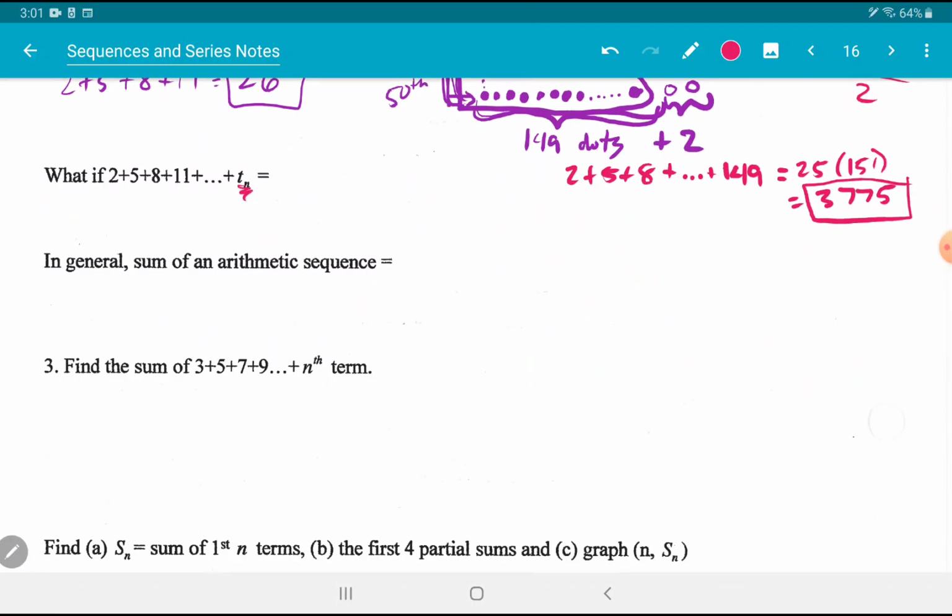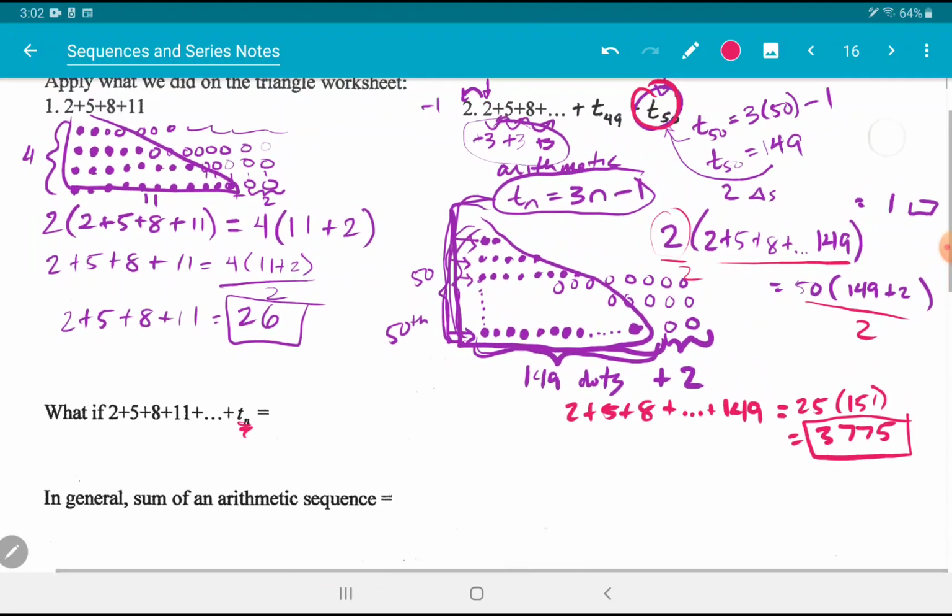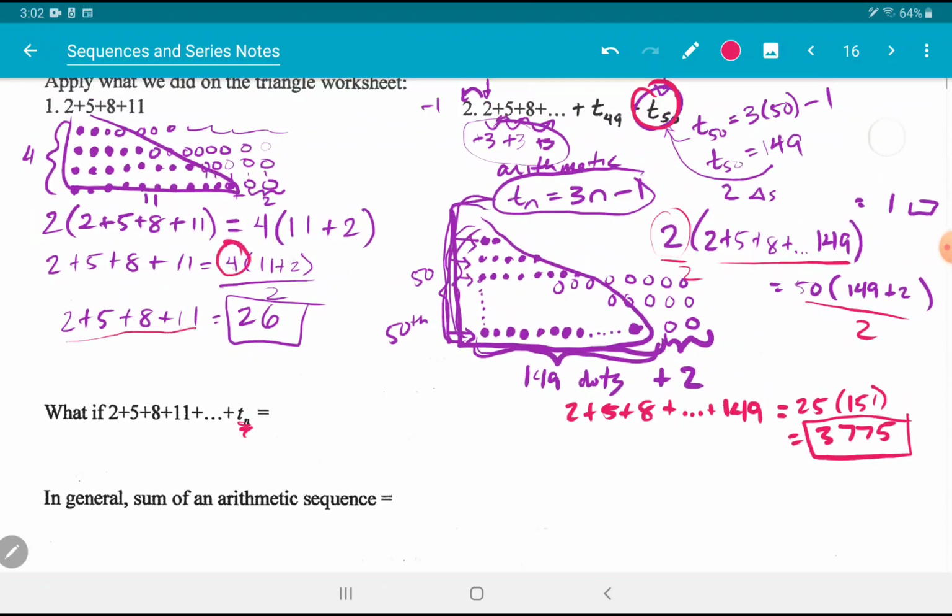What happens now when we go to t sub n? What will that look like? Well, look at the formulas that you've created so far. 2 plus 5 plus 8 plus 11 was made up of 4 times 11 plus 2, all divided by 2. This one, 2 plus 5 plus 8 all the way to 149, or t sub 50, is equal to 50 times 149 plus 2, all divided by 2.